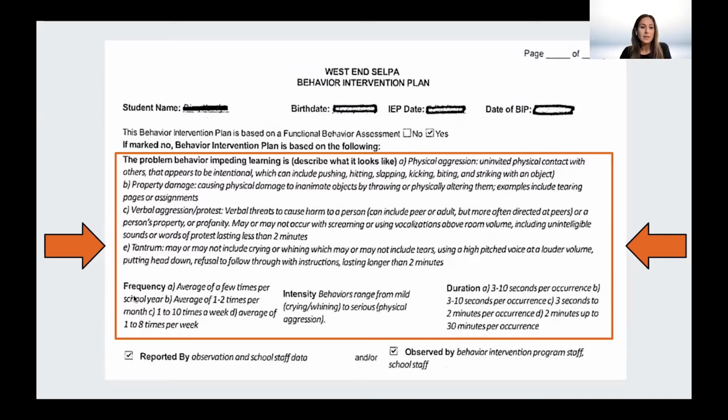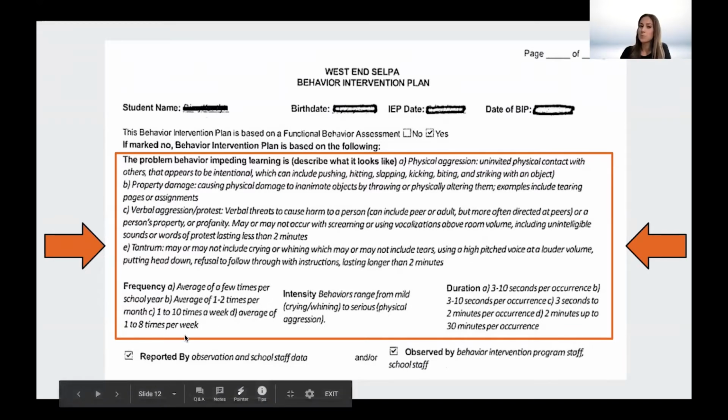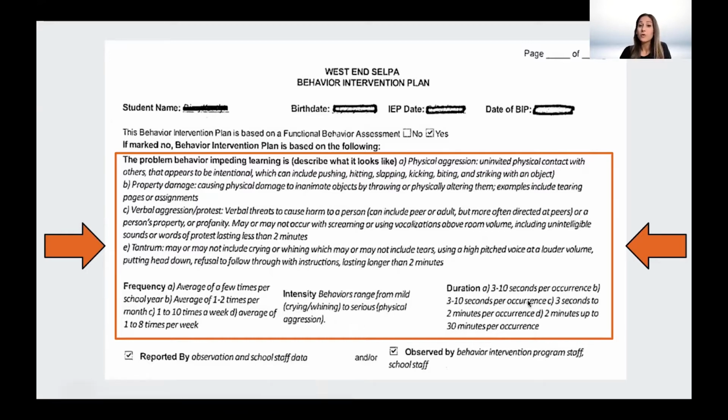Here it lists the frequency, for example, average of a few times per school year, average of 1 to 2 times per month, 1 to 10 times a week, average of 1 to 8 times per week, with the reference to each specific behavior. It tells you also the intensity, ranging from mild to serious, and also a duration for each of the described problem behavior above.